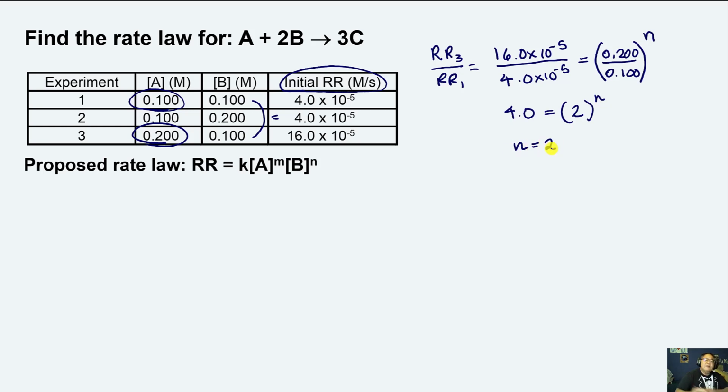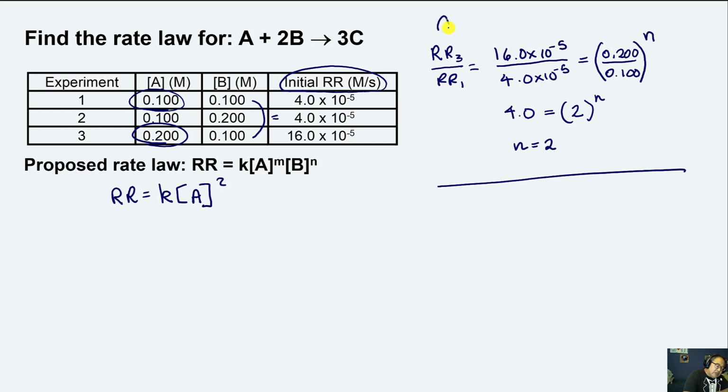So we've just figured out what the order is for A. So I know that my reaction rate law is going to be K times A to the second, but I don't know what happens with B yet. So this is just to figure out A, which is usually... I like to do them in order. You don't have to, but I'd like to do them in order.